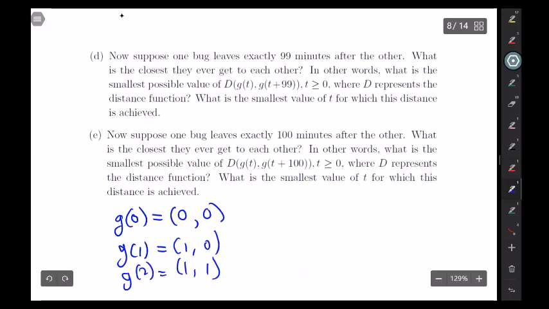The question says, suppose that one bug lives 99 minutes after the other one. So basically what we want is, for these two bugs, what is the closest that they can get? Two points which are 99 away from each other along the line, along that path, but are closest to each other.